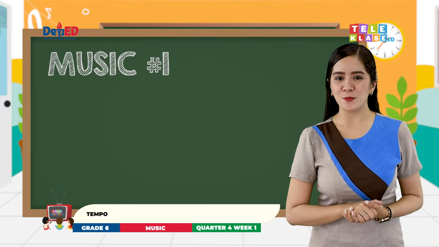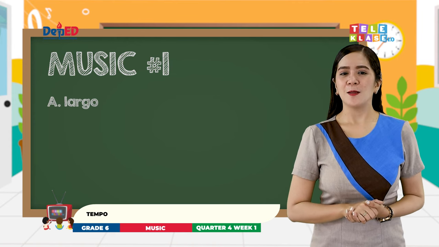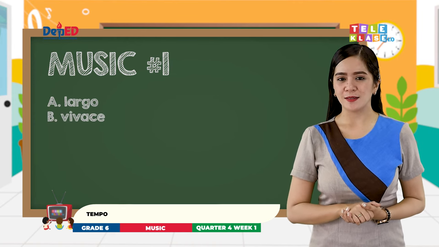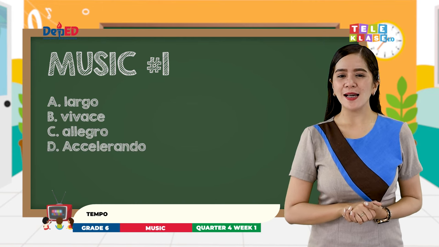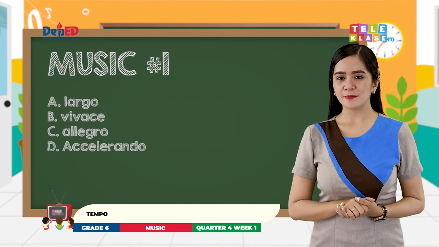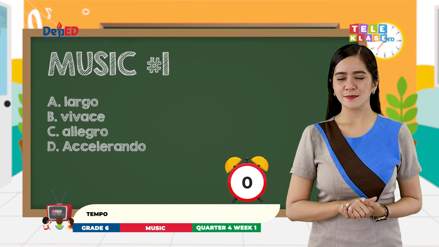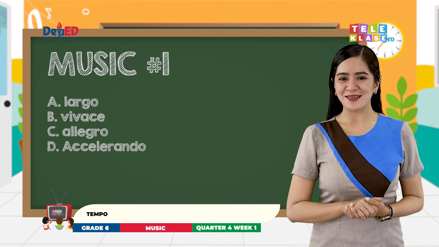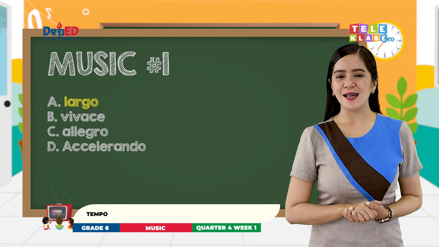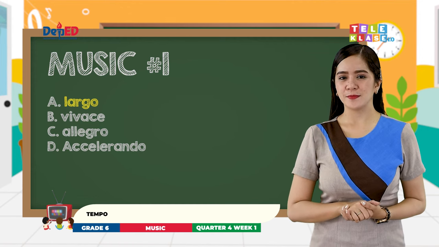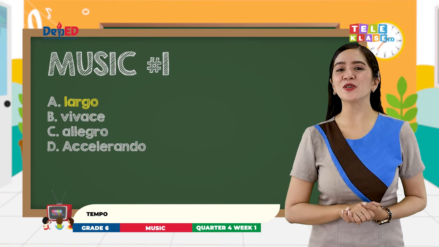Is music number one letter A, largo, B, vivace, C, allegro, or D, accelerando? Excellent! The correct answer is A, largo. Now, let's listen to music number two.